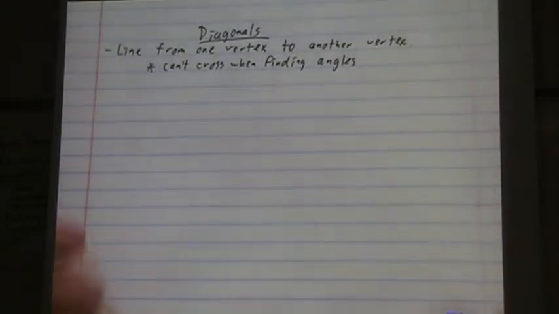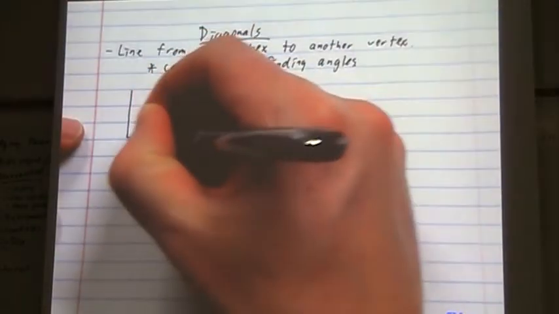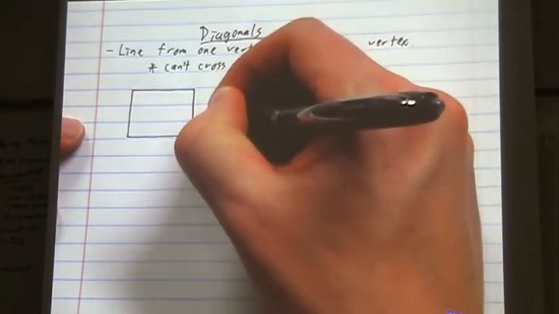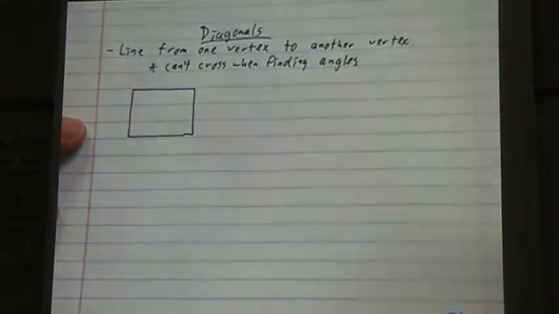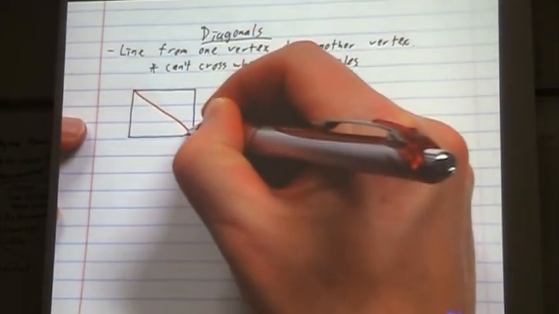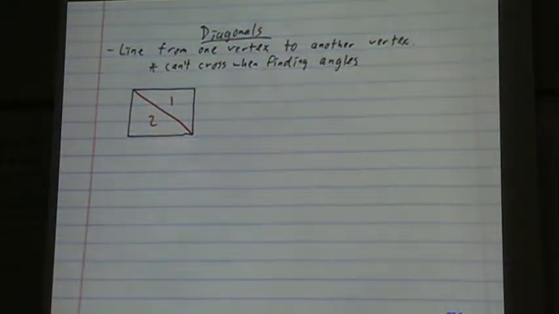So I'll show you kind of how these work. If you had a rectangle, you can draw a diagonal from one vertex to another vertex. Boom. You don't really want to go right next to each other because that doesn't make anything. And you'll notice you got yourself two triangles right there.